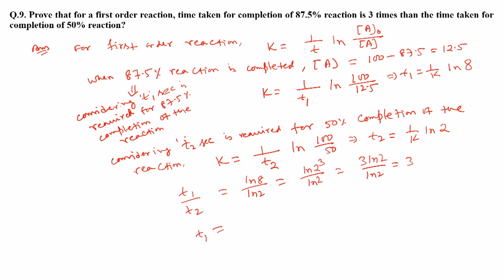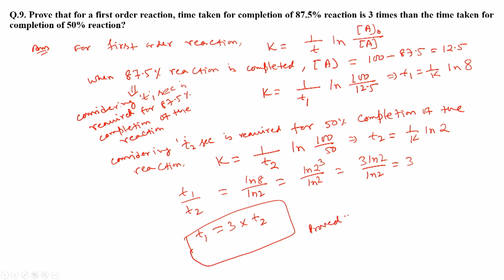So T1 is 3 times T2, or it says that the time taken for the completion of 87.5% reaction is 3 times the time taken for completion of 50% reaction. So hence it is proved.